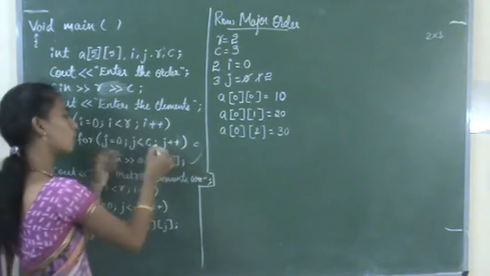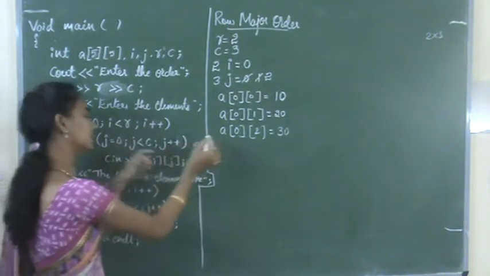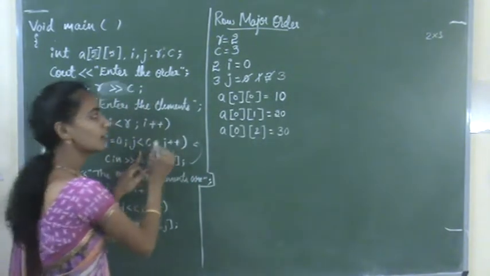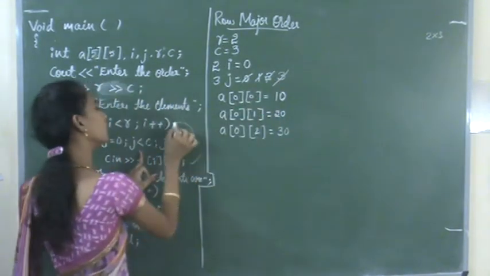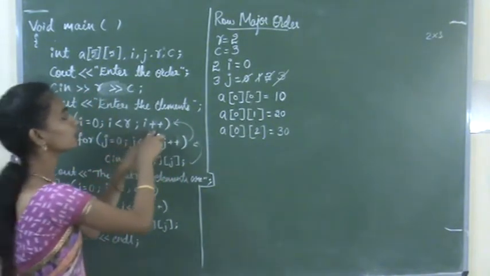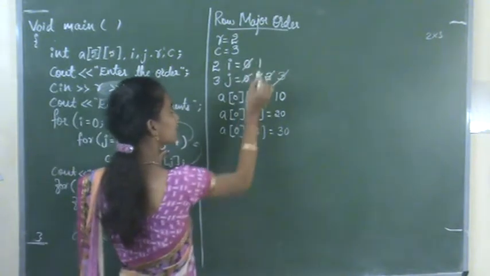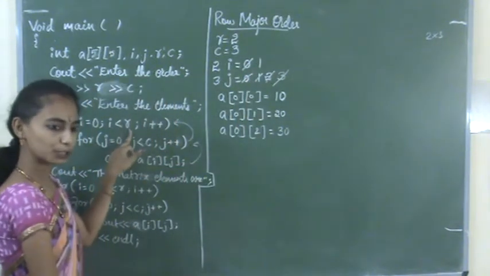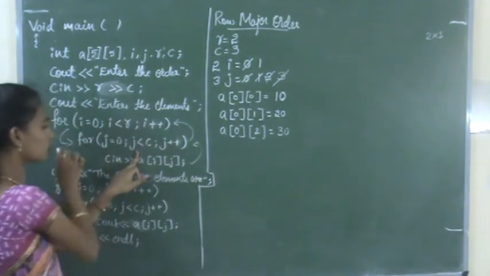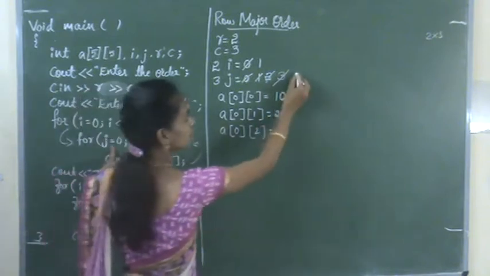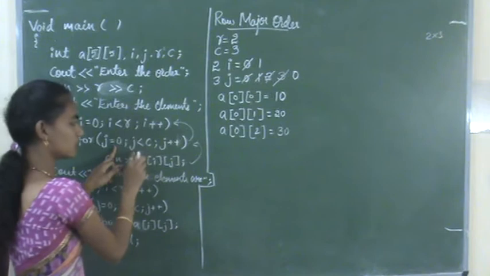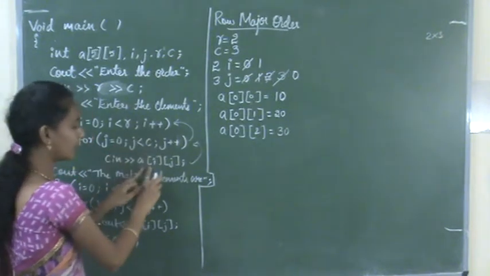Again it will go back to the for loop and increment the J value. Now J value becomes 3. So 3 less than 3, false. So it will go to the upper for loop. Now this I value becomes incremented. Now I value becomes 1. So check 1 less than 2, true. Now it will enter into this for loop. What is J value? J value is initially 0. Now check the condition: 0 less than 3, true, it will enter here.